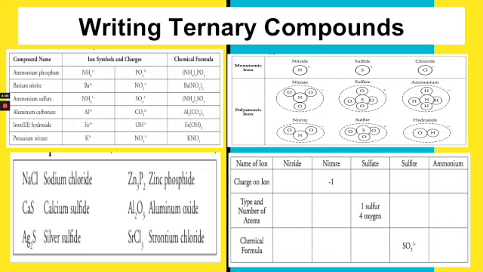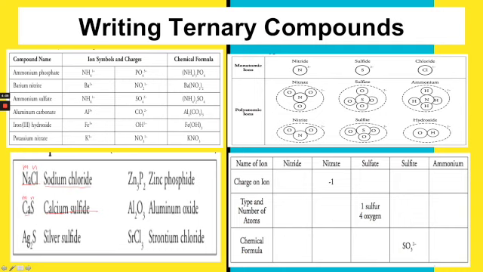I would like to discuss with you how to write ternary compounds, but let us first distinguish a ternary compound from a binary compound. So I have here examples of binary compounds. Sodium chloride, it's a binary compound, and then calcium sulfide. They are made of two different elements, sodium and chlorine. One metal and one non-metal. All of them, this is one metal and this is non-metal.